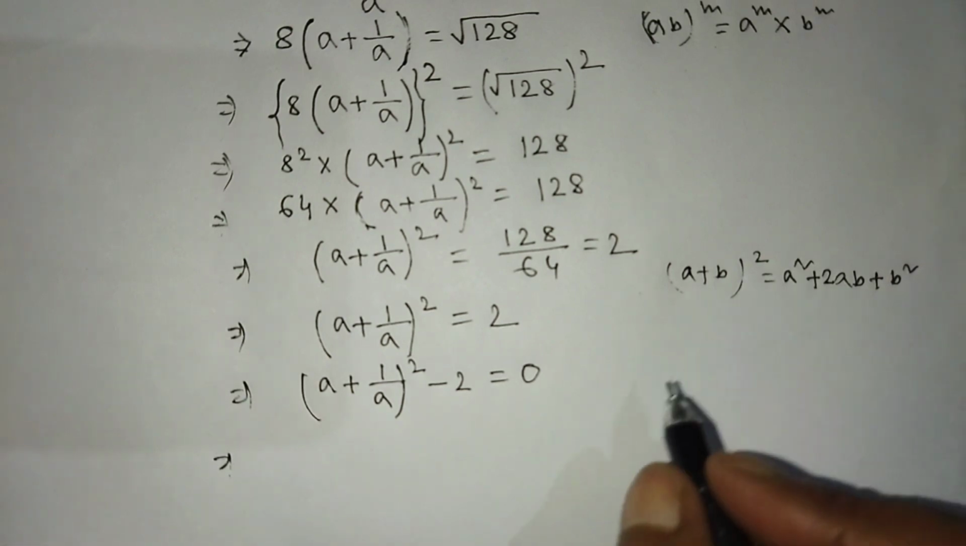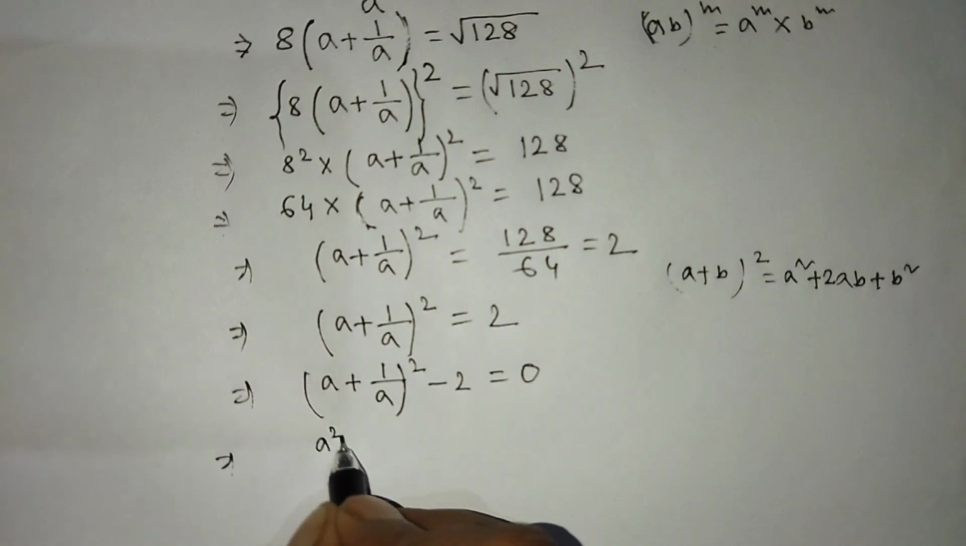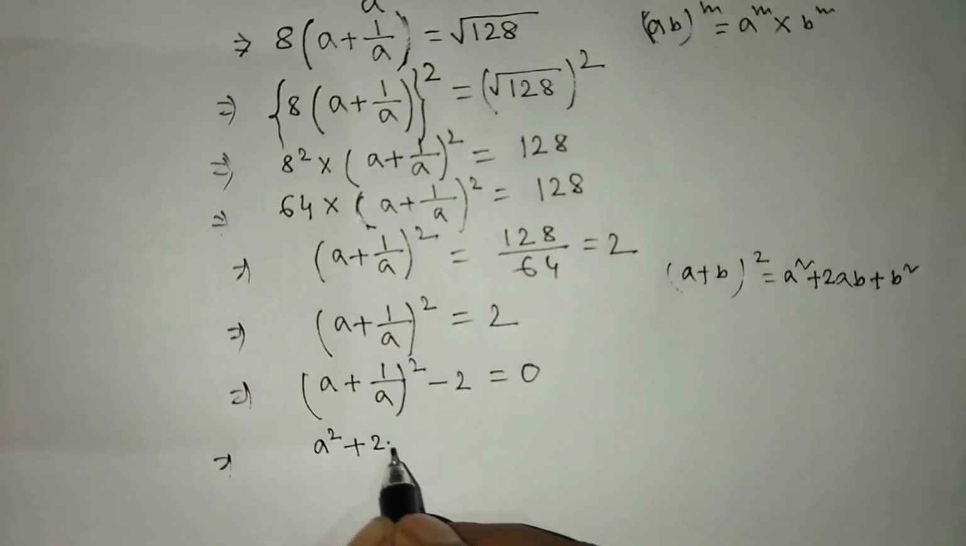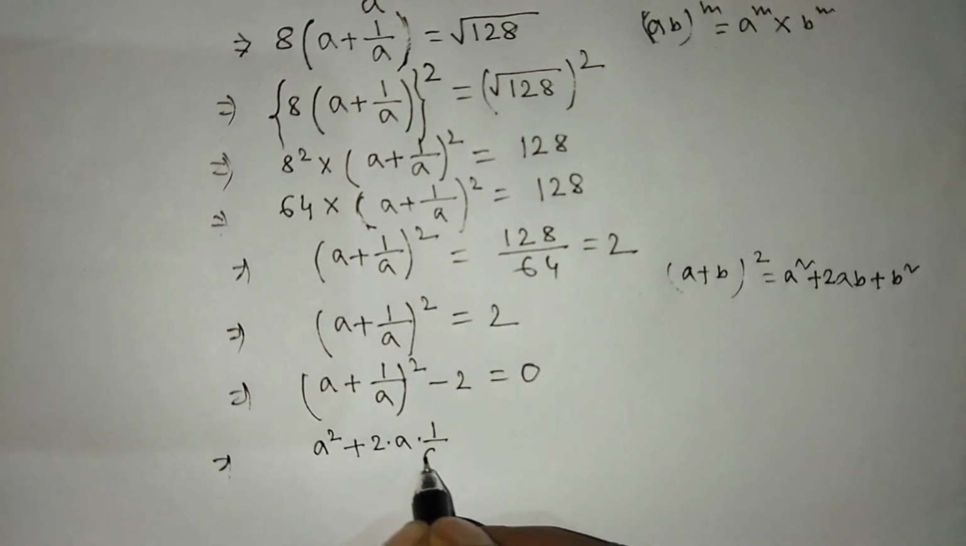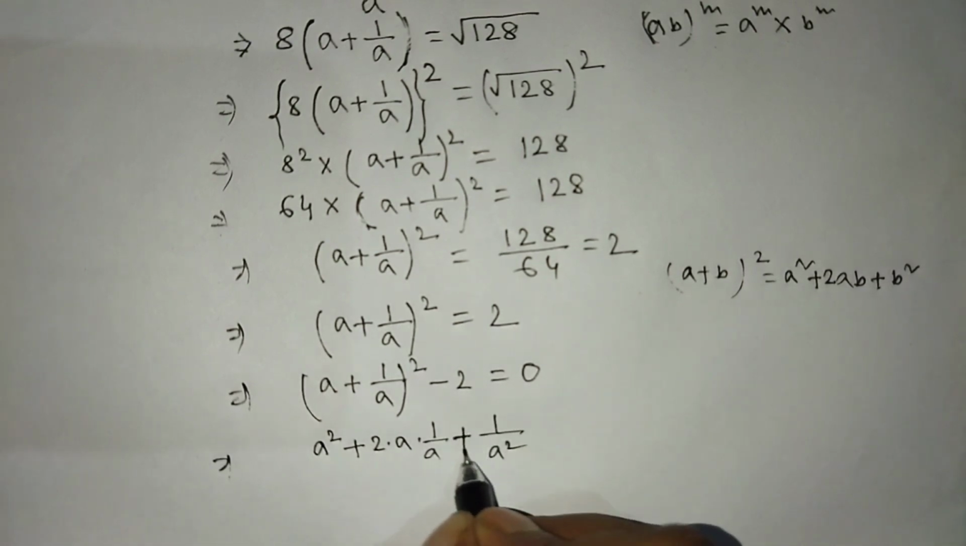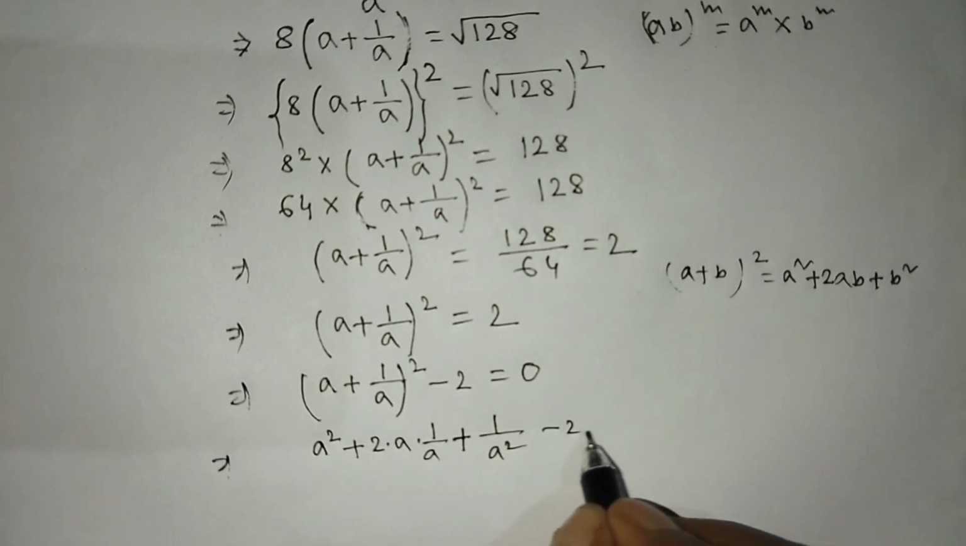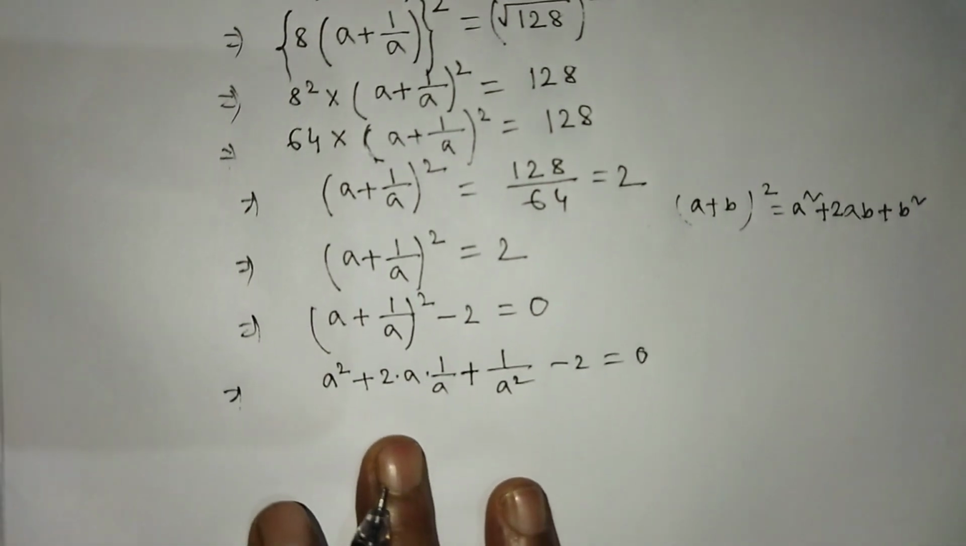So if you apply this formula on the left hand side, we have to write here a square plus 2 into a into 1 by a plus 1 by a square. Okay student. And after that again we have to write here minus 2 is equal to 0.